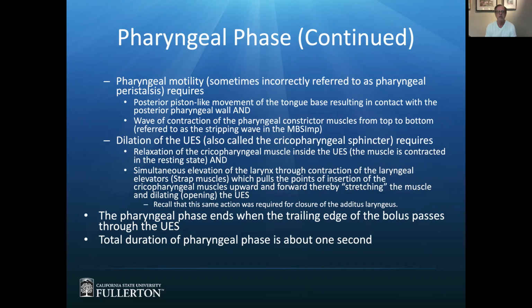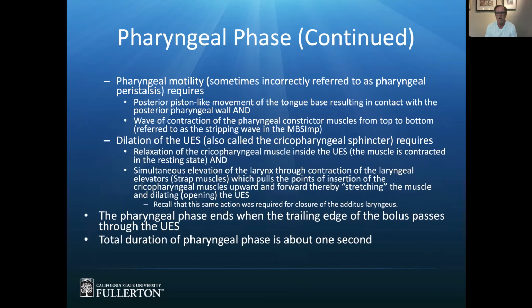Simultaneously, you must have elevation of the larynx. Now, what's happening with the elevation of the larynx to open up that UES is that it's pulling the points of insertion that are on the cricoid of the cricopharyngeal muscle upward and slightly forward. So you've got a relaxation of the muscle, and you've got the whole larynx elevating, pulling the cricoid up with it and stretching that cricopharyngeal. So now it's open.